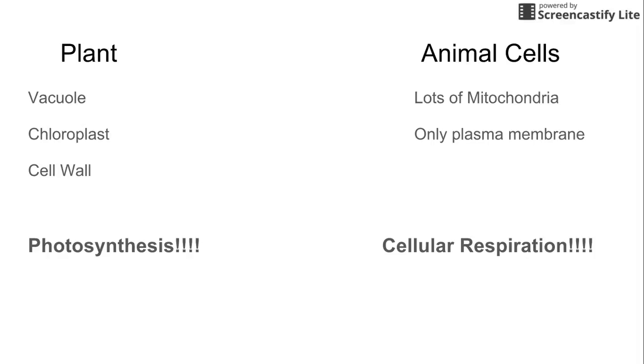So just to recap, the plant and the animal cells differ by the plant cell has a vacuole, chloroplast, and cell wall, and the animal cell has lots of mitochondria and only a plasma membrane. In the plant cell, photosynthesis occurs, and in the animal cell, cellular respiration occurs. These two operations are essentially the reverse of each other, minus the light that's required for photosynthesis.